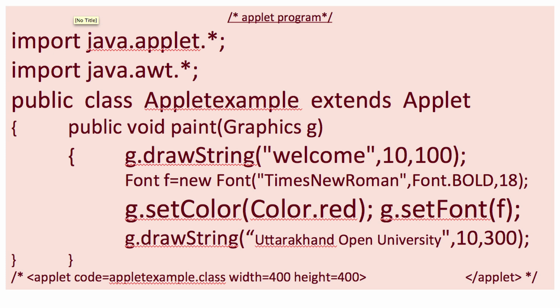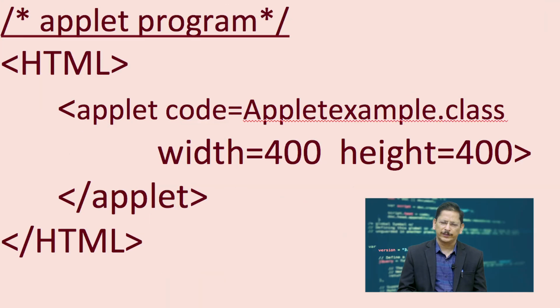So this is the program, the program of AppletExample. This file is a Java file, and when we compile it, it will be converted into the AppletExample.class file. But we have to write one more file to execute it. You can see here this other file. In this file we have HTML code, and in this HTML we can directly write applet code equals AppletExample.class, with width 400 and height 100.